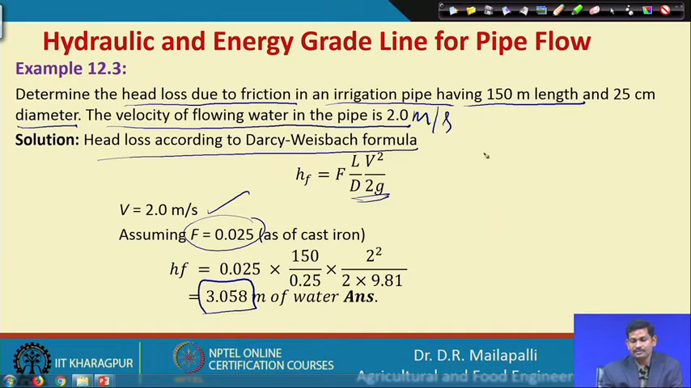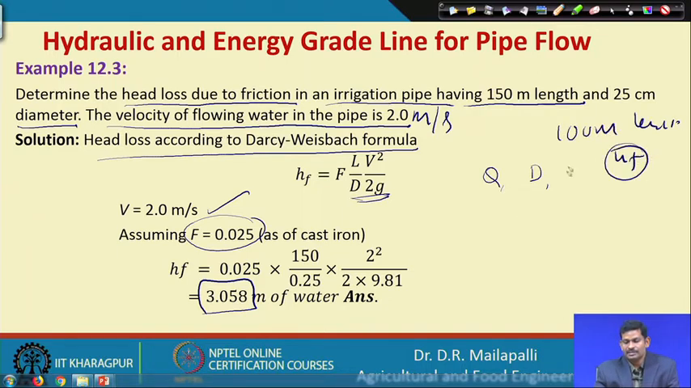You can also use the friction tables. The table gives the friction head loss by knowing the discharge and diameter, and for a 100 meter length you get h_f. Based on the given length you can scale it and estimate the corresponding h_f for the particular length. Okay.